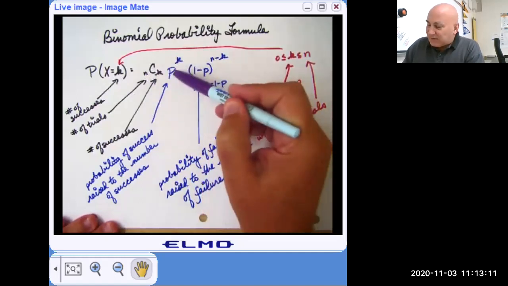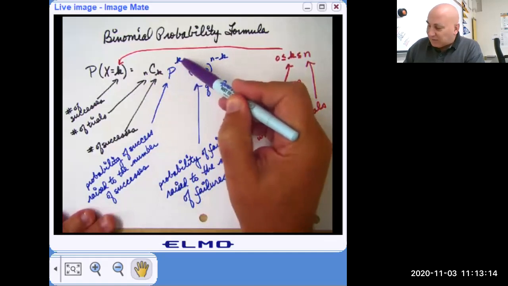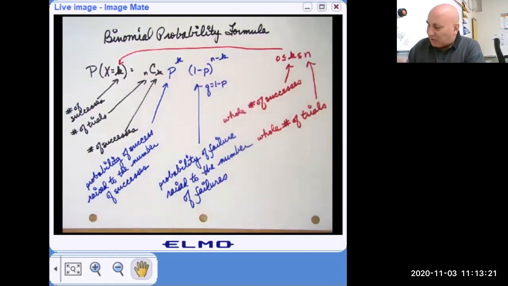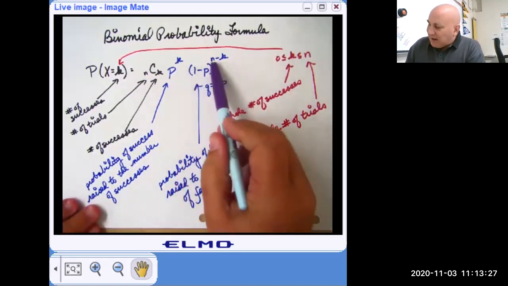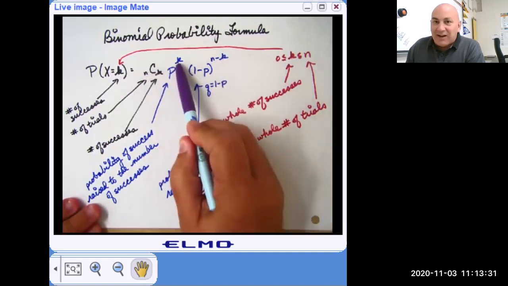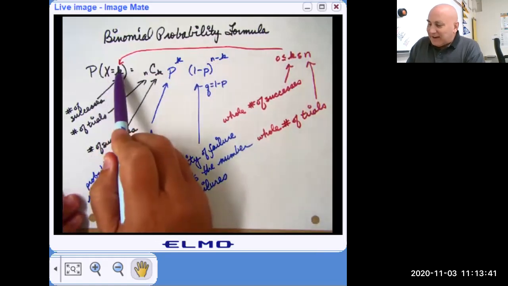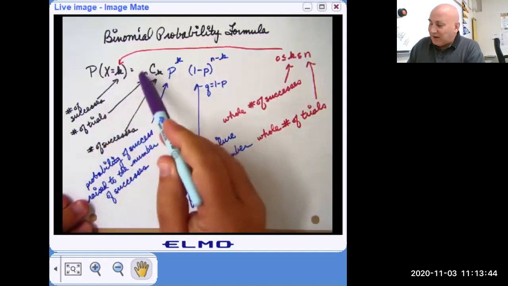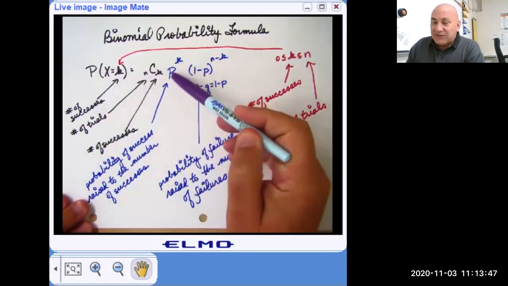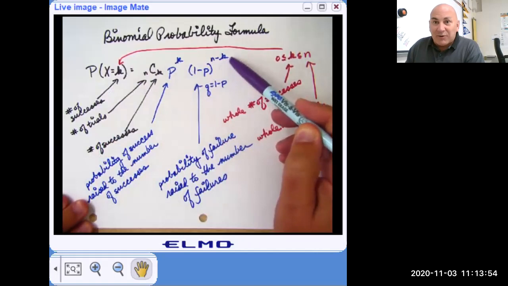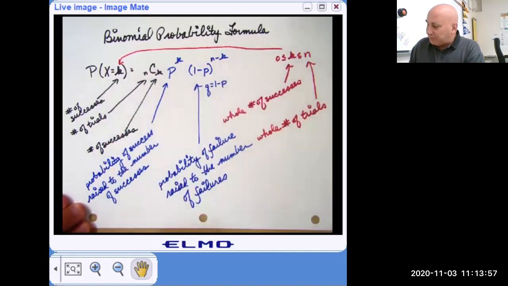p is the probability of success raised to the number of successes. If p is the probability of success, then 1 minus p must be the probability of failure. Some books call it q. I'm just going to leave it as 1 minus p. It's the same thing. And then n minus k, well, if I have n trials and k of them are successes, then n minus k must be the number of failures. So let's try it again. The probability that I get k successes in a binomial experiment is n choose k times the probability of success raised to the number of successes times the probability of failure raised to the number of failures. That's what that formula is telling you.